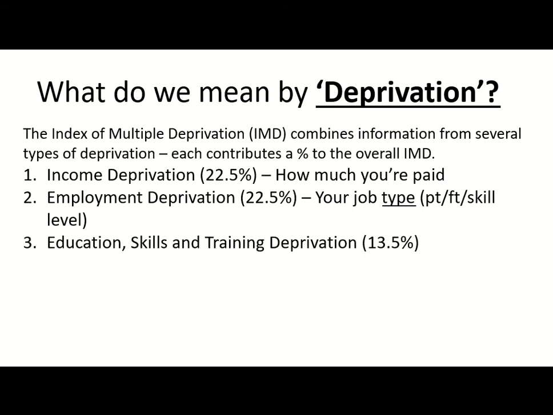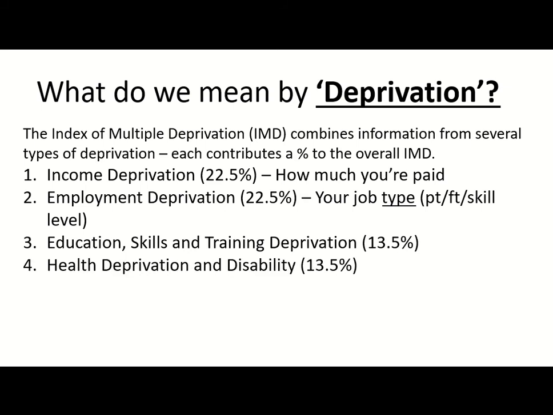Right, the third aspect is to do with your level of education, skills, and training. So again, if you have low qualifications, or you have no training, or you don't have an apprenticeship, or you don't have many skills, then you will be high up the deprivation list for your education, skills, and training deprivation score, and that contributes 13.5% to the final score of multiple deprivation.